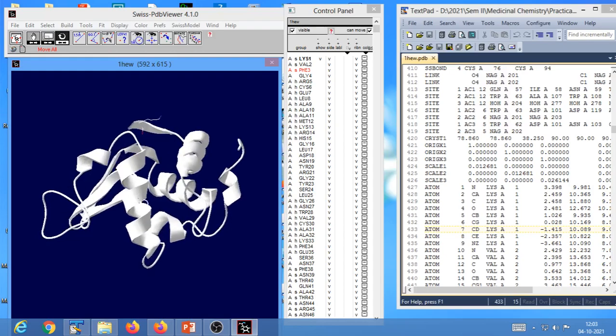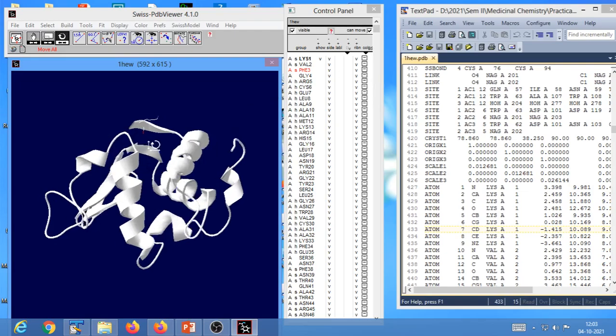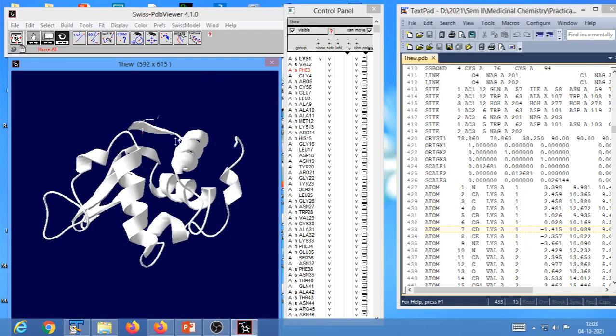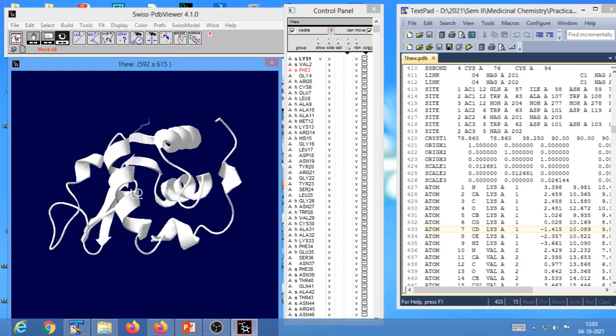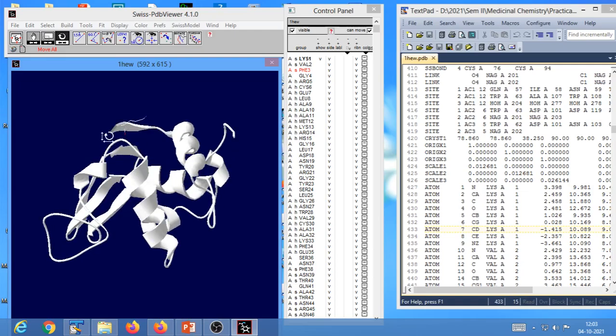So this is the first amino acid residue in your protein. I am showing the ribbon representation just to give you an idea of where this amino acid residue is located. It is present on this corner of your protein molecule. Now you get an overall idea of where that lysine 1 is located in your protein.